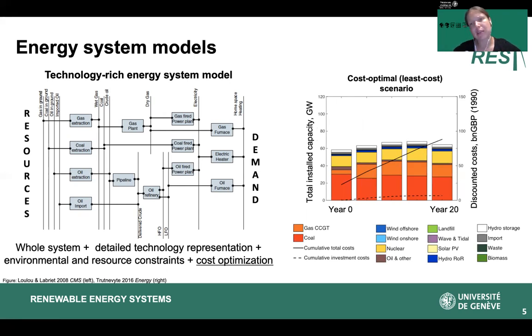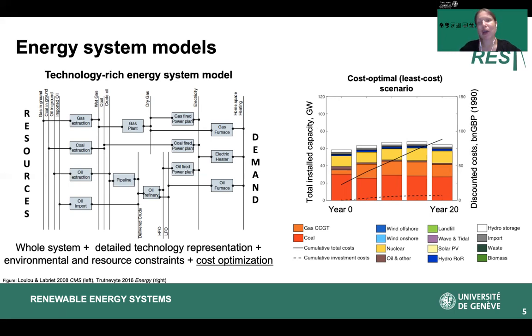So just to say, I'll speak about the energy system models primarily, although many of these insights apply to integrated assessment models as well, because I think about half of integrated assessment models are also based on cost optimization.